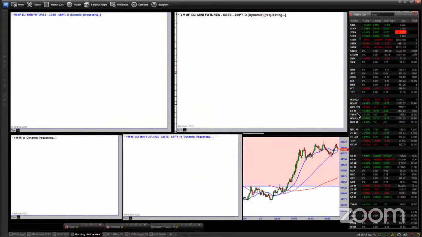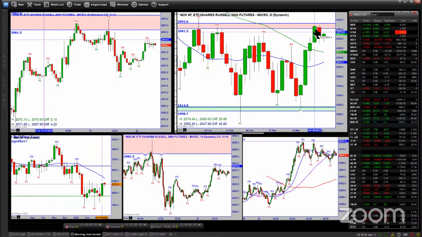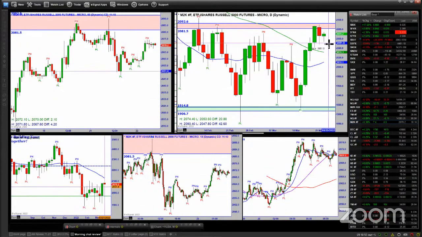Let's continue here. Same bullish price action at resistance. We'll see if it holds on to the gain here.